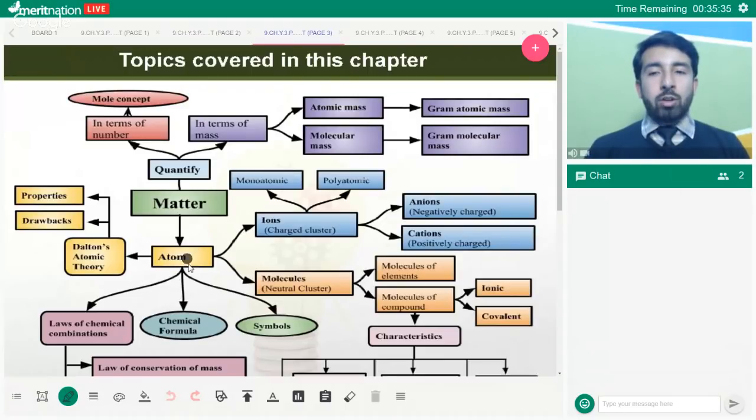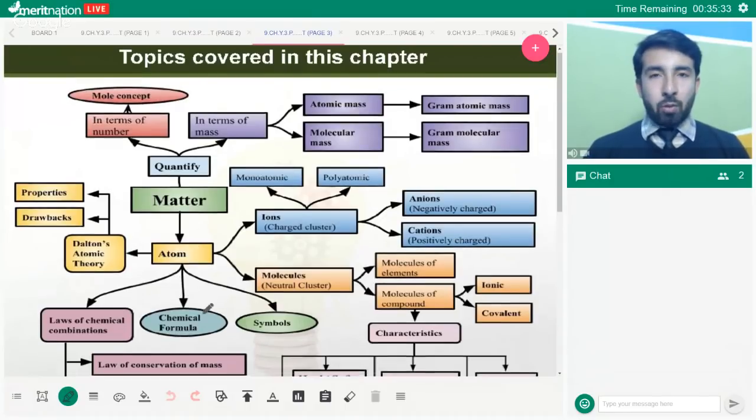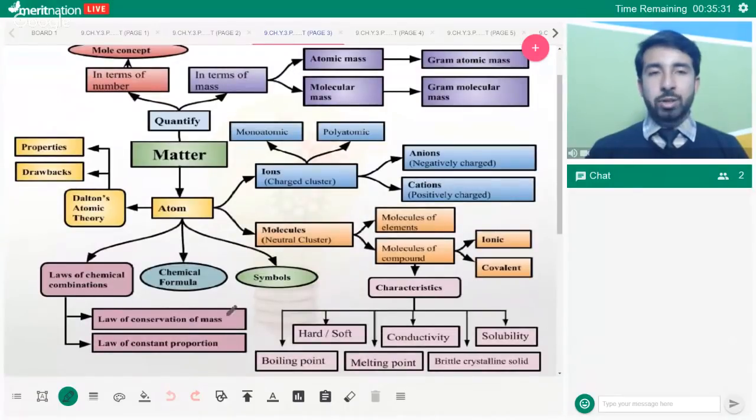After that, we have also studied the various laws of chemical combination, which include the law of conservation of mass, given by Lavoisier in 1774, and the law of constant proportion, given by Proust in 1779. According to the law of conservation of mass, mass can neither be created nor destroyed, which means the total mass of the reacting species is equal to the total mass of the products formed.